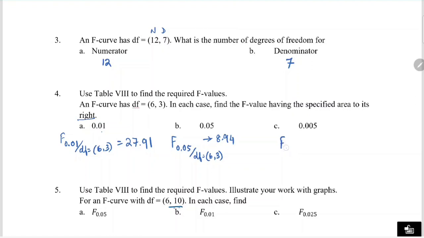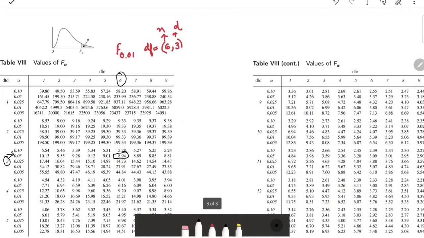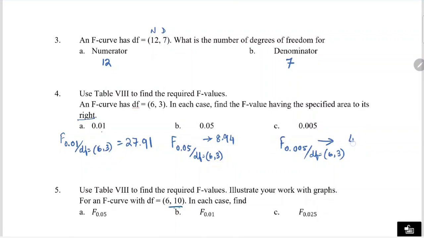0.005. So it's going to be F of 0.005 with the same df equals 6, 3. Again, going back to our table, we already have 6 and 3 marked. So 0.005 is going to be the last row of this section. So it's going to be 44.84. So 44.84 is the answer.